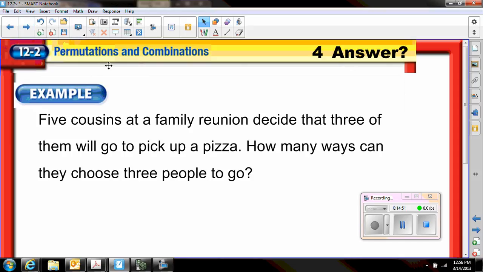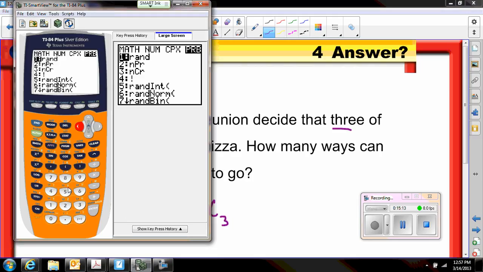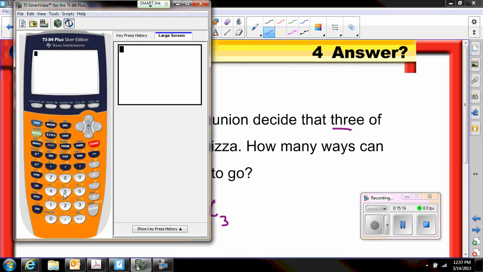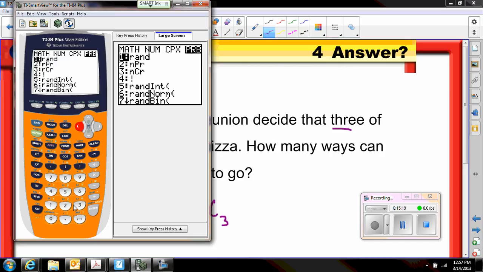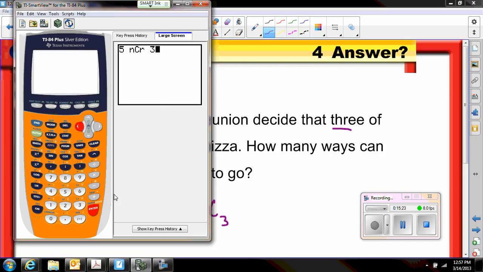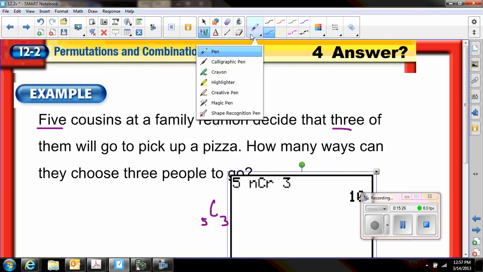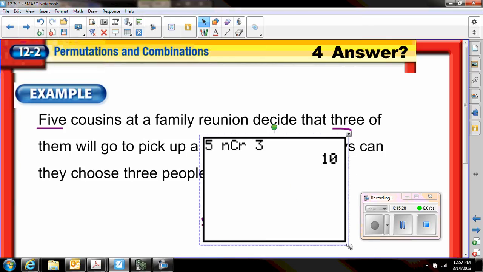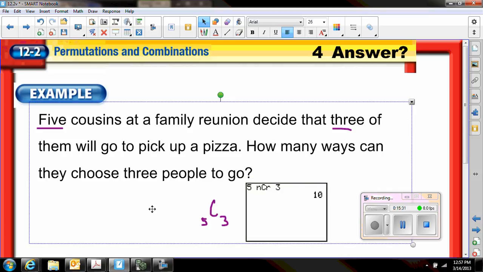5 cousins at a family reunion decide that 3 of them go pick up pizza. How many ways can they choose 3 people to go? Well, we have 5 cousins. 3 of them are going to pick up the pizza. Order does not matter. They're just trying to group 3 of them together. Since order doesn't matter, this has to be a combination problem. 5 people choosing 3. So, 5 total people choosing 3 to go on the trip means we have 10 different ways we can select people to go get the pizza.